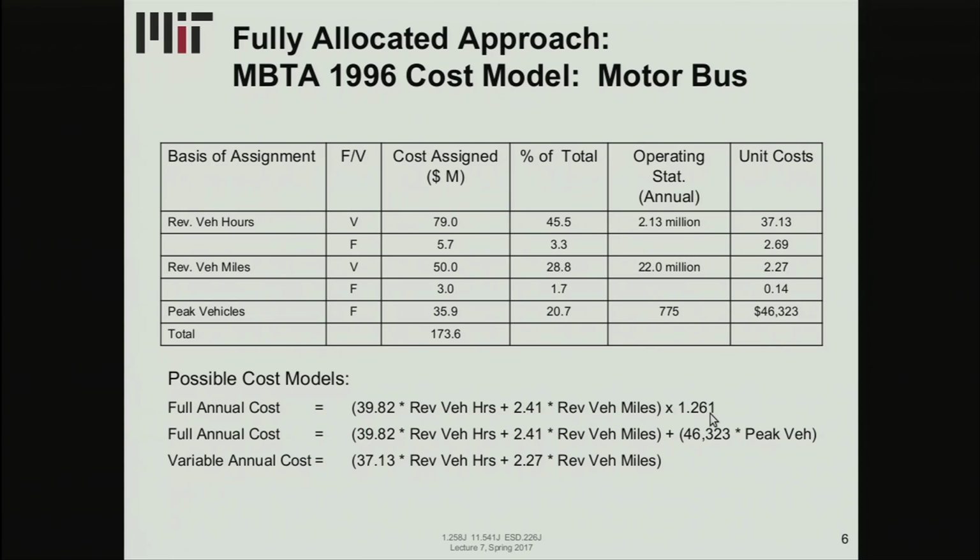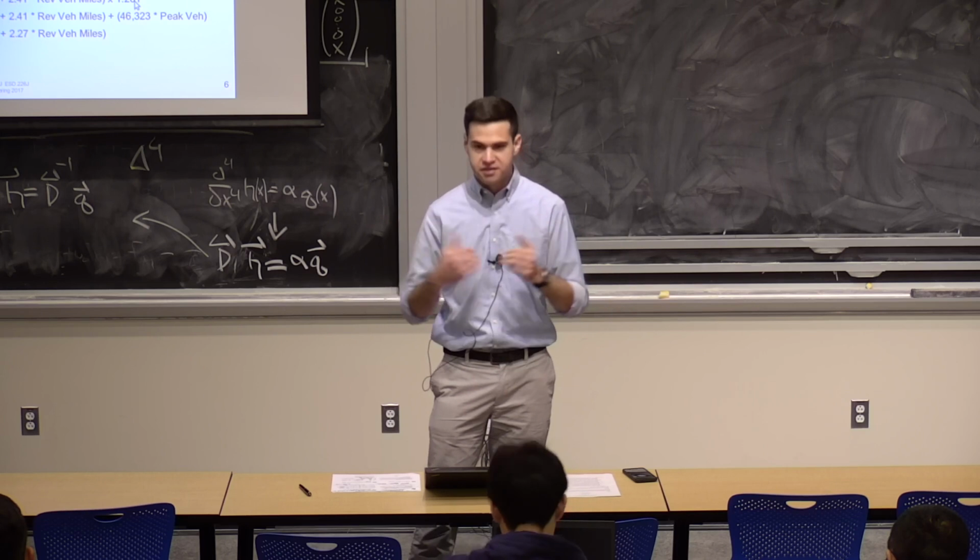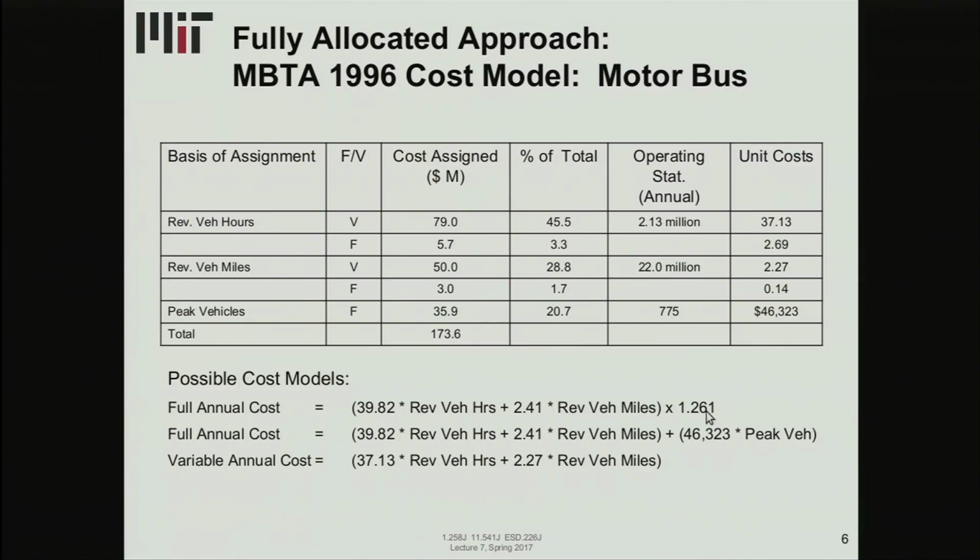And that factor, essentially here, we're not capturing the difference between fixed and variable costs, right? So that's why we add them up here, 39.82 and 2.41. The other characteristic of this model is that it does not have peak vehicles as an explanatory variable, right? So we address that with this adjustment factor. If you take the total cost, which is 173.6, and you divide it by the sum of the unit costs for revenue vehicle hours and revenue vehicle miles, you get 1.26, and that's the adjustment factor.